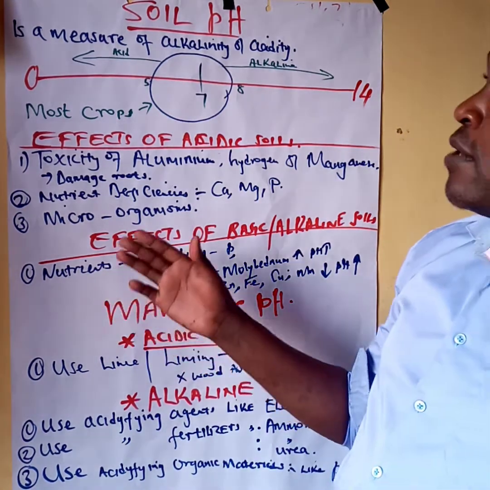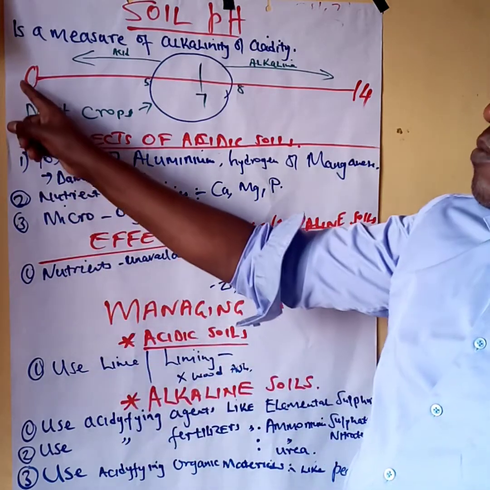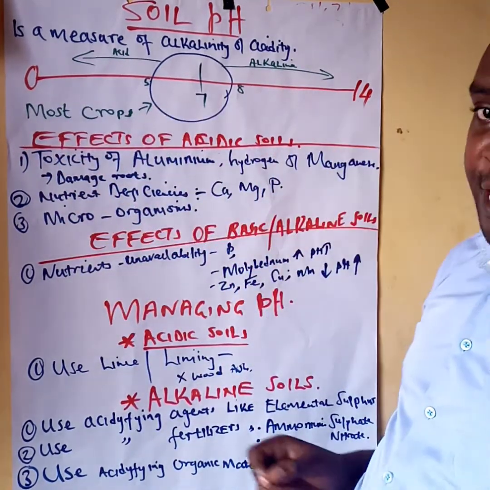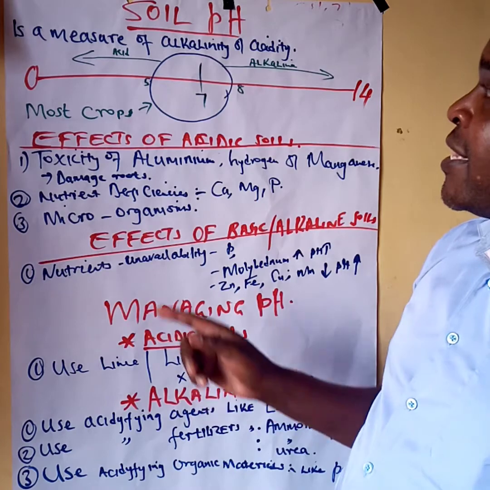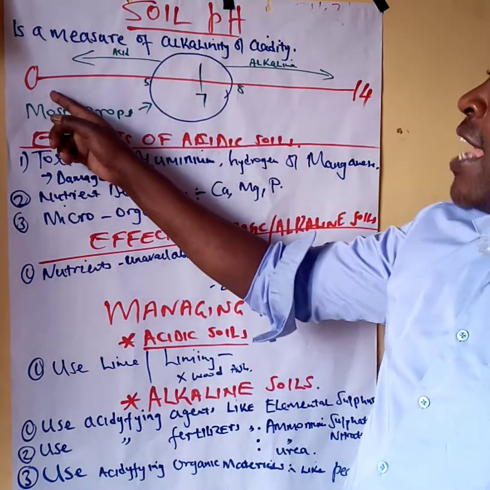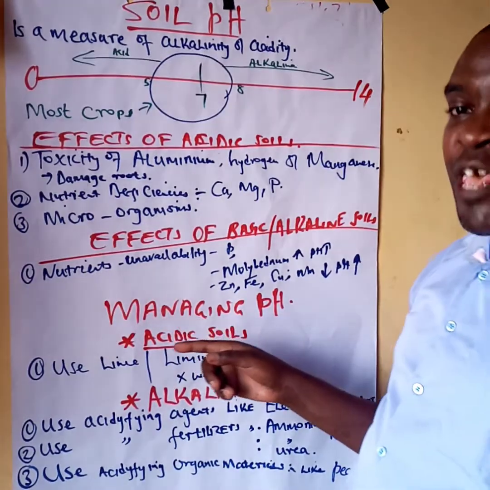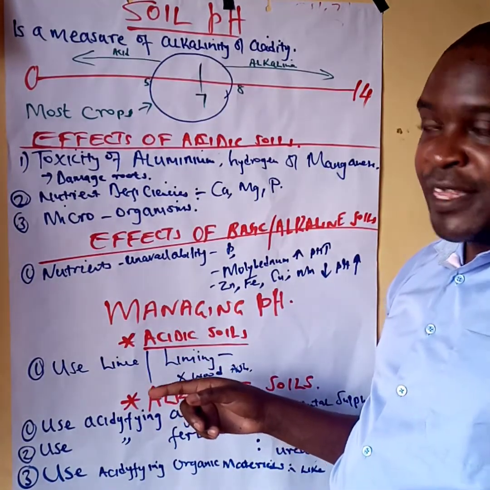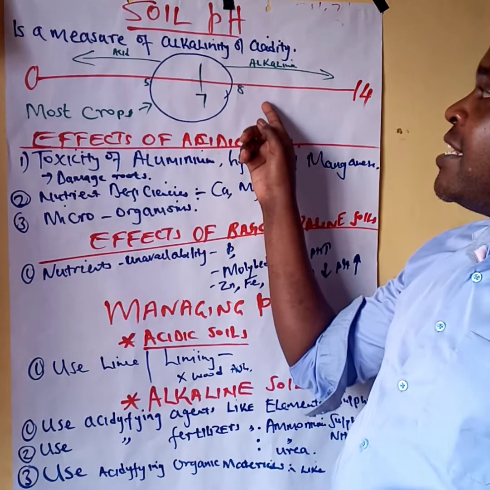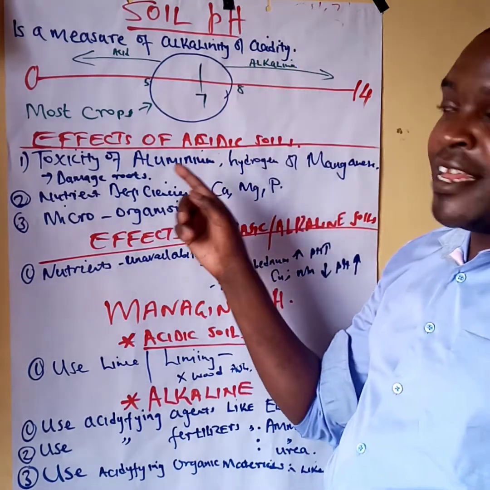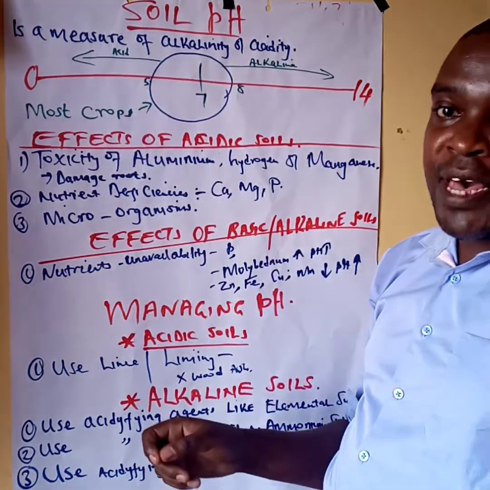We have what we call a pH table, usually ranges from 0 to 14. And from 0 to 14, as we increase this way, we say we are increasing the pH. Increasing the pH means we are increasing the alkalinity, while we reduce the acidity.